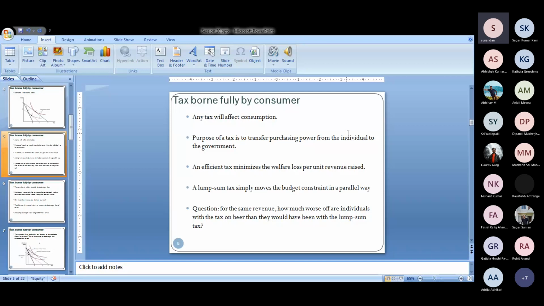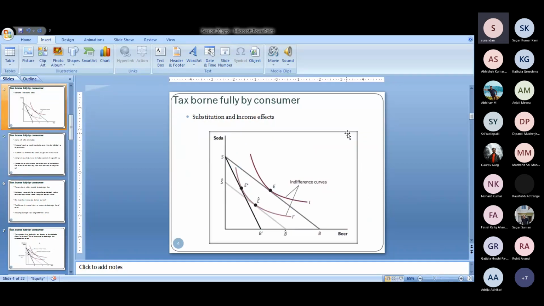The difference is the moment you impose a lump sum tax, not only will consumption change from E to E hat, but the government collects this vertical intercept between the two budget lines, which is S at B hat, as revenue. As the tax revenue.